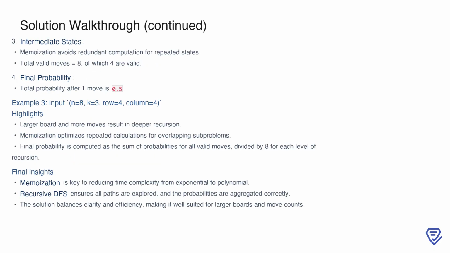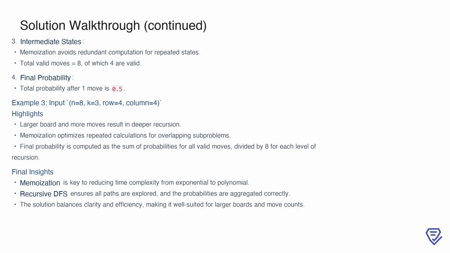During this example, memoization continues to play a critical role by preventing redundant computations for states that are visited more than once. With only one move, the knight has 8 possible moves, but only 4 of them remain on the board. By summing the probabilities of these valid moves and dividing by 8, we calculate the total probability of the knight staying on the board after one move as 0.5.